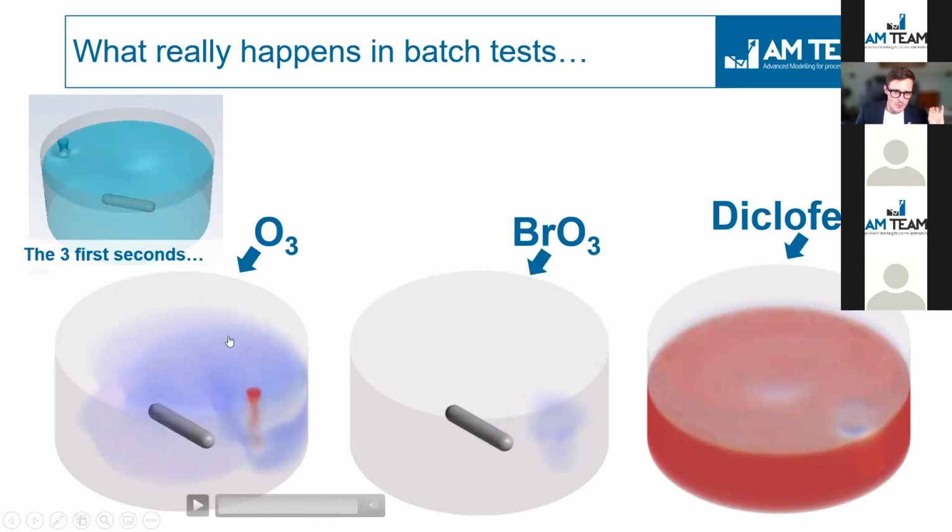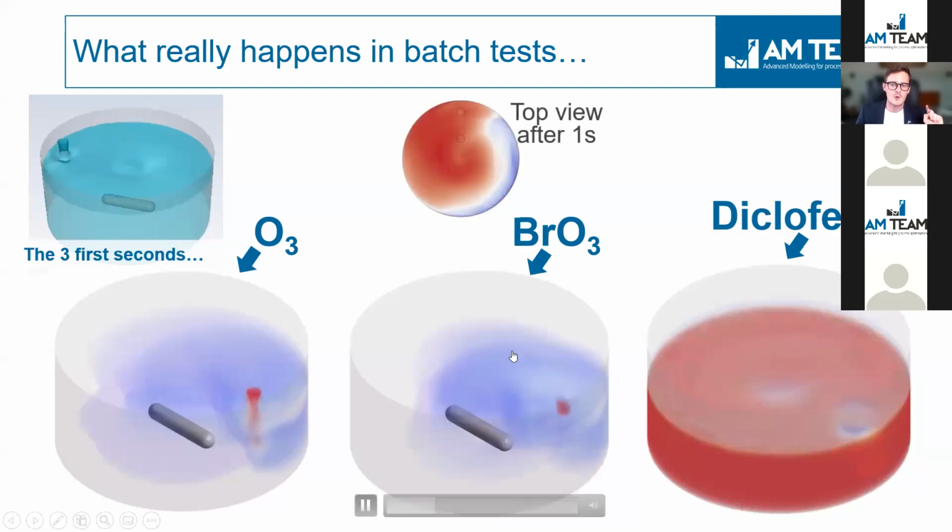So we see a local cloud going around. In this test, we are only visualizing the first 3 seconds, because a lot of things happen in the first 3 seconds. So you have seen that you have a local cloud of ozone, which is, even in a little batch test of 200 milliliters, not very well mixed, but the kinetics are much faster than the mixing. And this brings us to bromate.